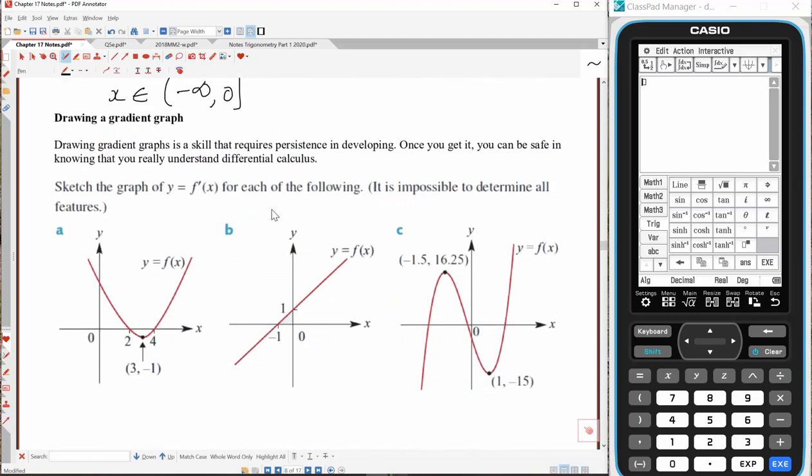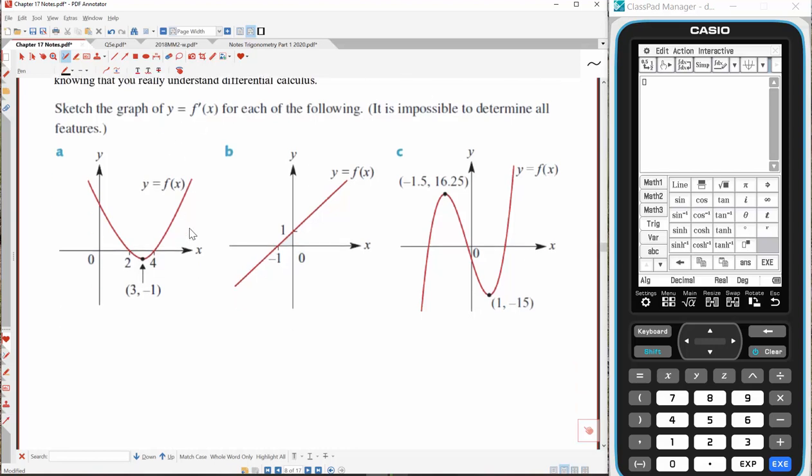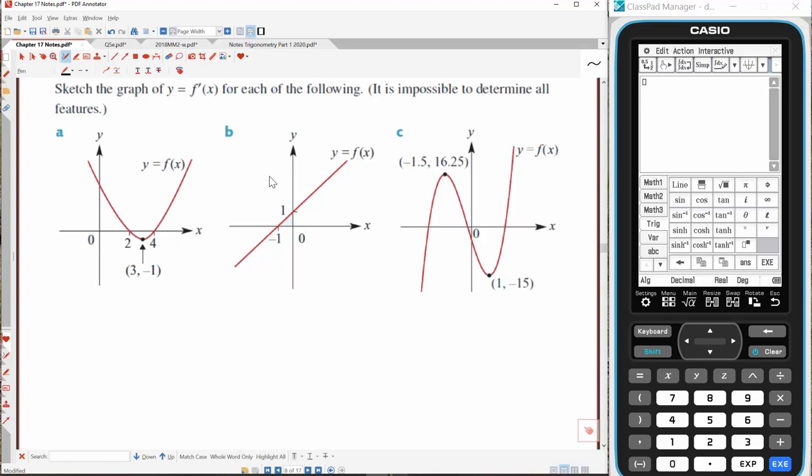All right. Drawing gradient graphs is a skill that requires persistence in developing. Once you get it, you can be safe in knowing that you really understand differential calculus. So if you can do this, you're sorted. It comes up all the time as well. All right, so how do we draw a gradient graph? Well, I think the really important thing is that you need to talk to yourself a little bit, okay? And you need to follow a key strategy or key plan.